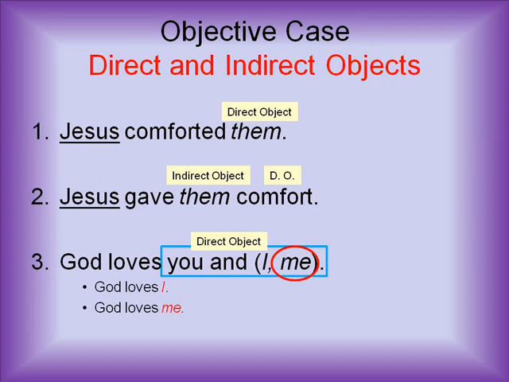And number 3, here's one of those where we have this conjunction. God loves you and I, or God loves you and me. Well, first of all, we have to identify that this pronoun, I or me, is the direct object of the sentence. Therefore, we would have to use the objective case. But we can also just test it by doing one or the other, rather than both. Take out the you and. Would you say God loves I? No, you wouldn't. You would say God loves me. So it would be correct to say God loves you and me.